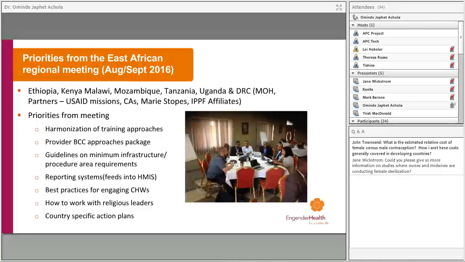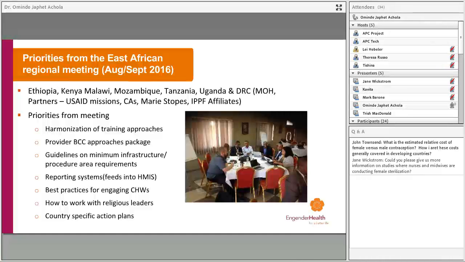Second, provider BCC approaches and packages are missing, and therefore there's a need to have such packages available, particularly for the permanent methods. Guidelines for minimum infrastructure and procedure area requirements. Given that we are doing a lot of outreaches and they are yielding a lot of results, we want to know what is best to ensure quality and safety. Reporting of complications and side effects and how they feed into the HIS system, but more importantly, how to use those at the point of collection and the other different levels.